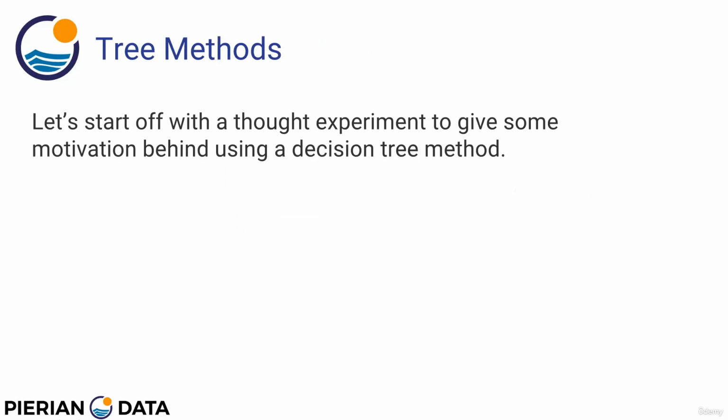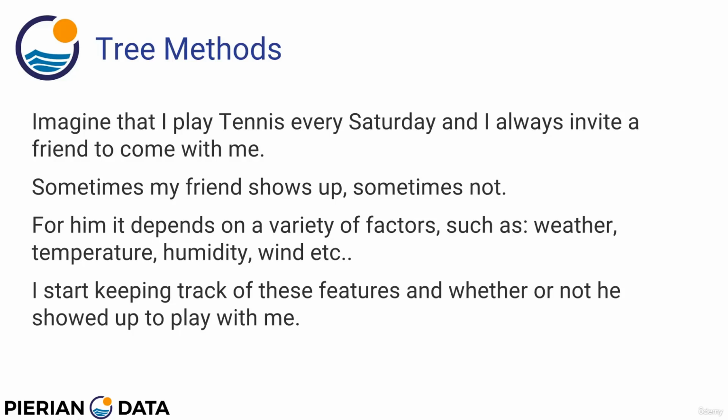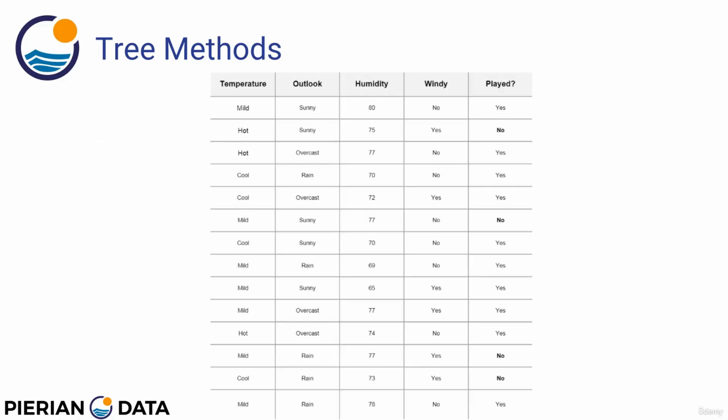Let's start off with a thought experiment to give a little bit of motivation behind why we would use a decision tree method. Imagine that I play tennis every Saturday and I always invite a friend to come play with me. Sometimes my friend shows up, sometimes not. For him, it depends on a variety of factors, such as weather, temperature, humidity, wind, etc. I start keeping track of these features and whether or not he showed up to play with me. And my data looks something like this.